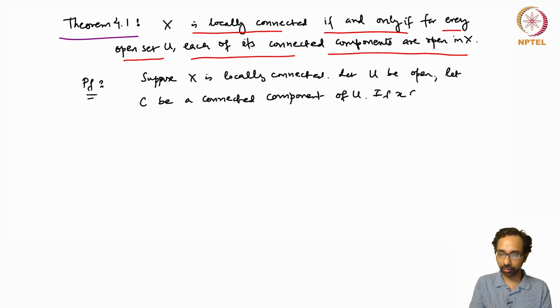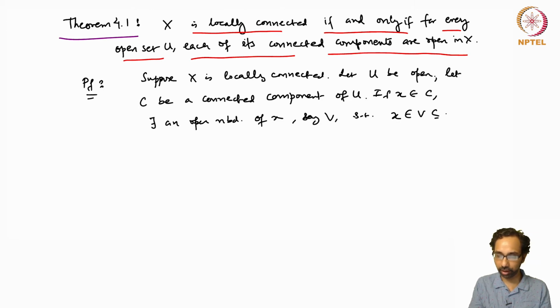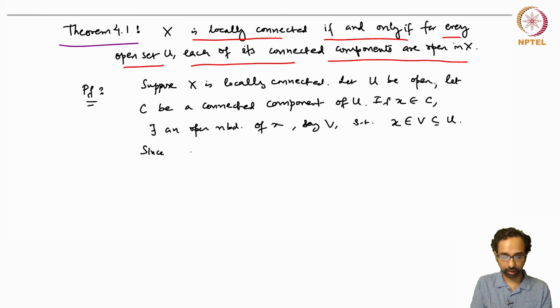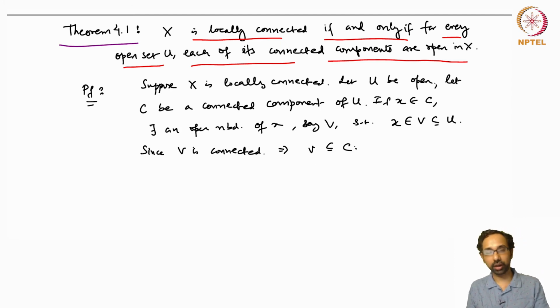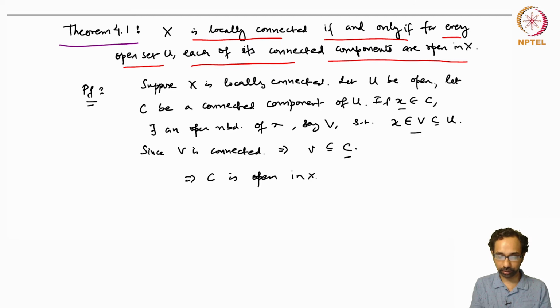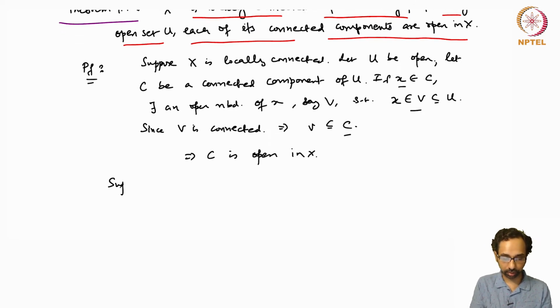So now if x belongs to C, by the definition of local connectedness, there exists an open neighborhood of x, say V, such that x is contained in V and this is contained inside U. On the other hand, since V is connected, this implies that V must be a subset of the connected component C. And so now we have found for each point x an open set V that is contained inside C. So this means that C is open in X.